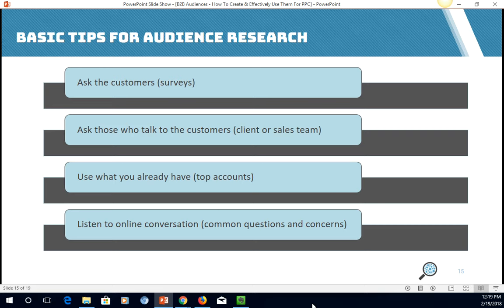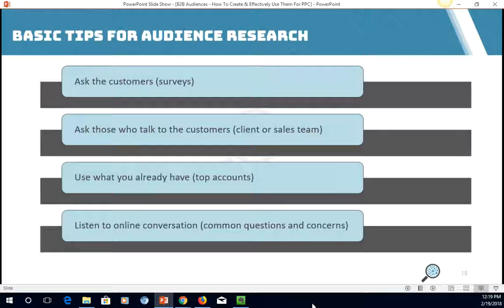Then you might use what you already have, right? Your top accounts. What are the characteristics of your best customers? What makes them tick? That really helps to decide on your firmographics and buyer personas. And then listen to online conversation, right? People share online, social media, forums, reviews, things like that. Look for the common questions and concerns so that you can address them in your messaging and your content.